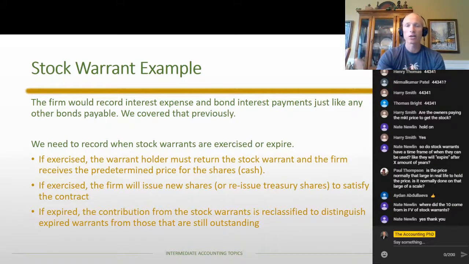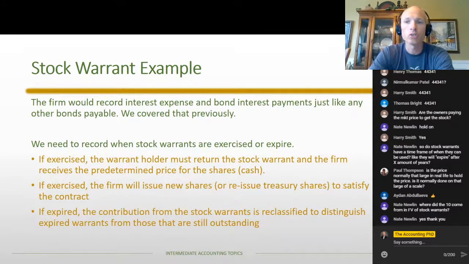This is a contract between the stock warrant holder and the company. There's been an agreement. And the agreement is when you turn in that piece of paper and $20, I will give you a share of stock. And so whenever the company fulfills that option, in other words, fulfills their end of the bargain, which is giving them a share, there's really two ways they can do it.